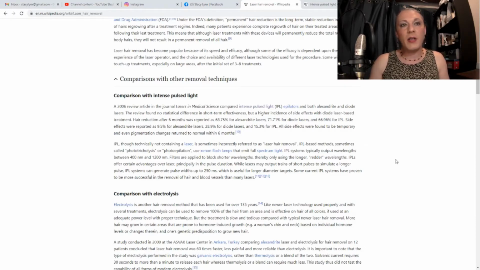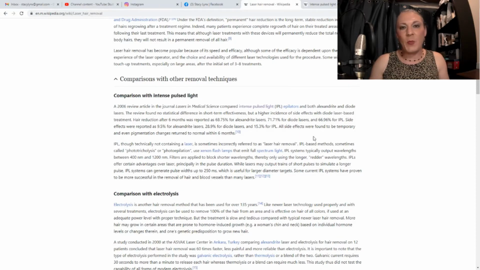They're comparing it with what's referred to as an IPL device, or intense pulsed light. And these are technically not a laser unit. I'm going to make sure to specify that right now. However, they do use the same process as a regular laser by shooting bright light at dark hairs to try to heat them up and to burn the root of the follicle.